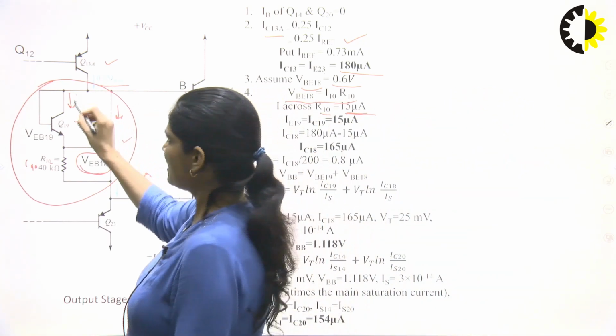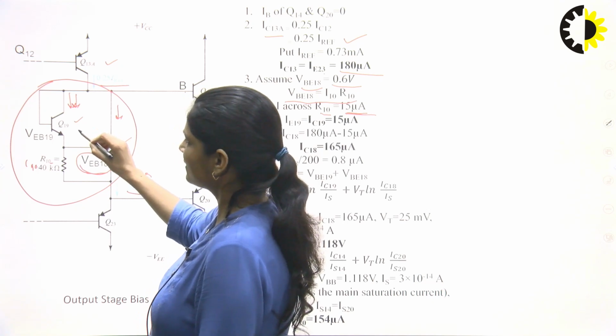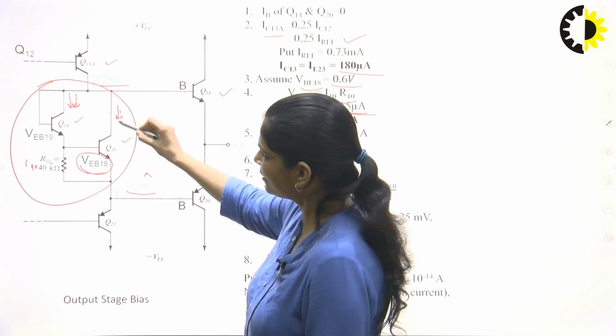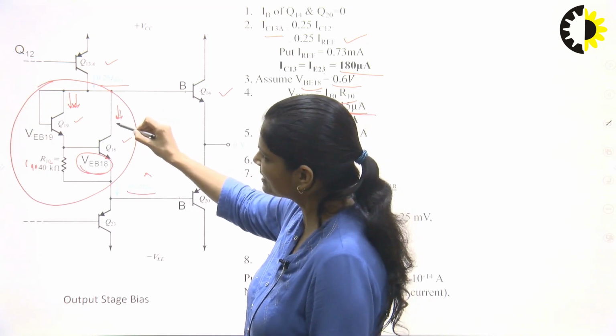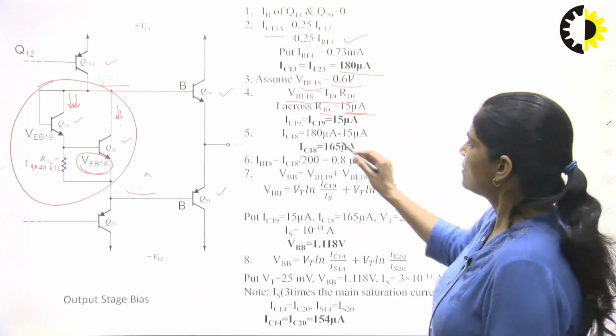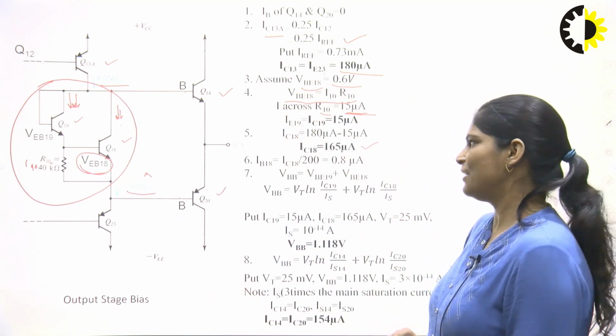So this current is the same current flowing through this terminal, the collector current of Q19. So we can find out the collector current of Q18. The collector current of Q18 is equal to this total current minus the collector current of Q19. So this is equal to 165 microampere.